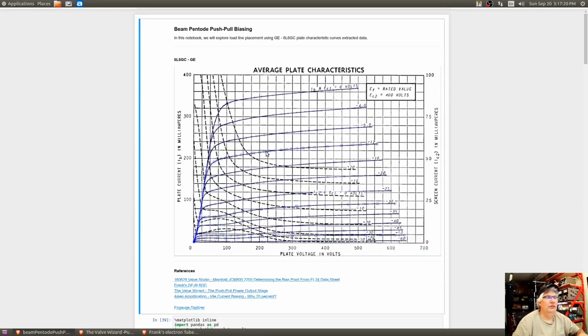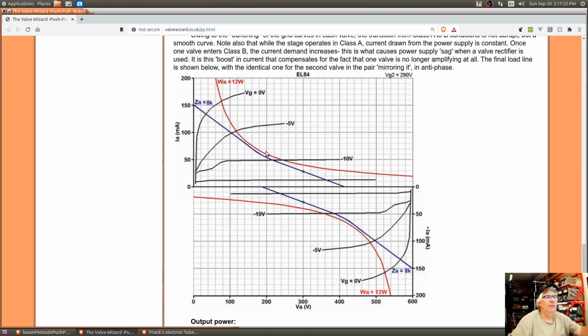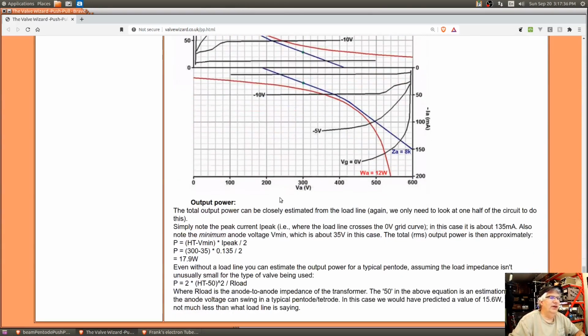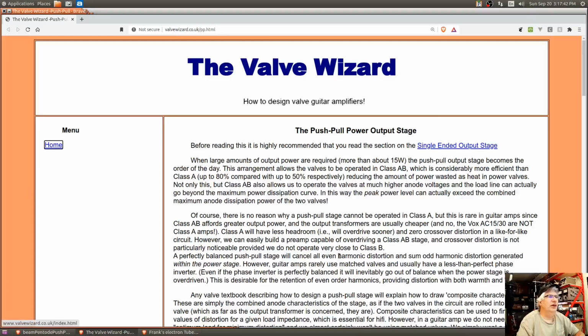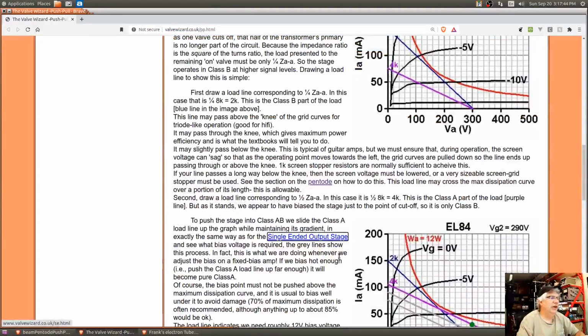And the composite graph shows you both sides of the plate characteristic for both sides of the tube overlapped on top of each other to show you what the overall load line is going to be. We'll show you that. And finally down here he calculates the output power. So let's start out by looking at the Valve Wizard and what he has to say about that, and we'll get into more detail about that.